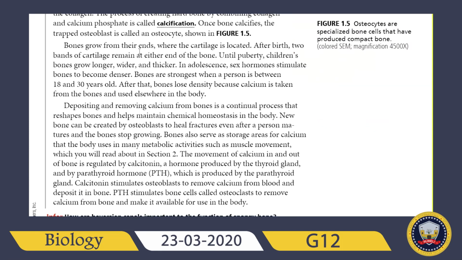Bones grow from their ends, where the cartilage is located. After birth, two bands of cartilage remain at either end of the bone until puberty. Children's bones grow longer, wider, and thicker. In adolescence, sex hormones stimulate bones to become denser. Bones are strongest when a person is between 18 and 30 years old. After that, bones lose density because calcium is taken from the bones and used elsewhere in the body.